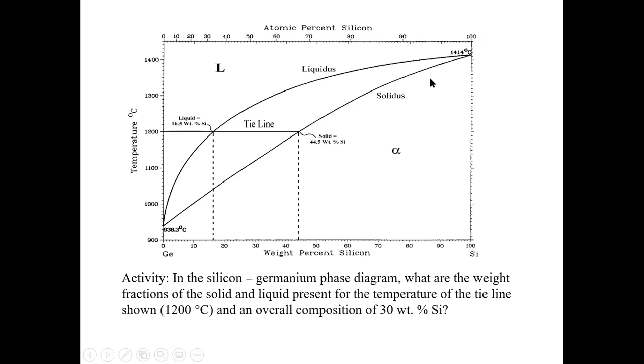So this means that if you add more of the high melting point metal, you're increasing the melting point of the whole alloy, right? And if you add more of the low melting point metal, you're decreasing the so-called melting point of the alloy. So this makes sense. It interpolates between the two, right?